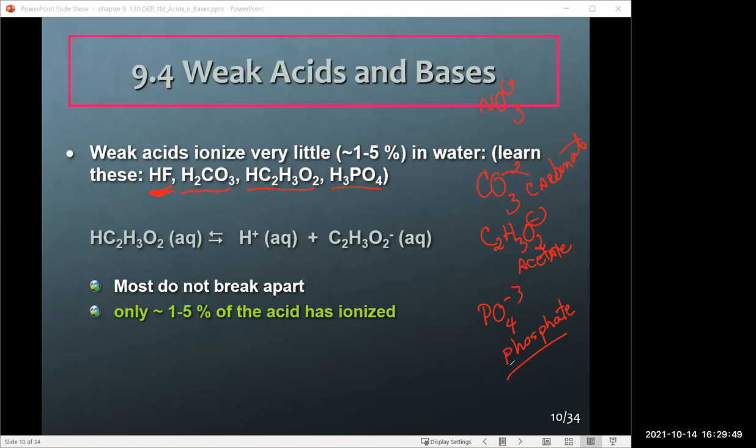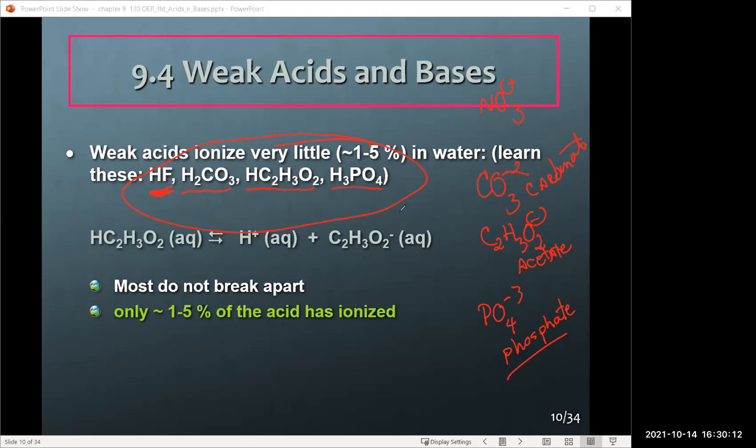Phosphate. Now you can see that with phosphate, acetate, carbonate, when you put the hydrogens back on, you put them up front, like it's written right here. You take off the -ate and you add -ic and the word acid. And so you have carbonic acid, acetic acid, phosphoric acid, okay?